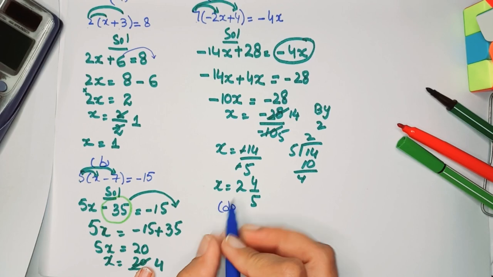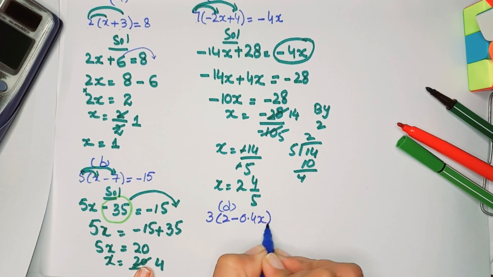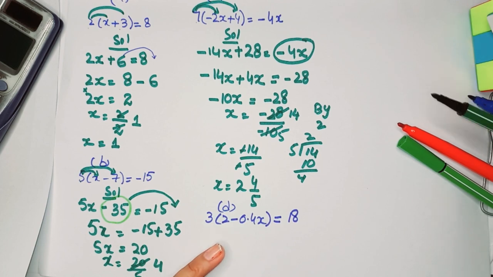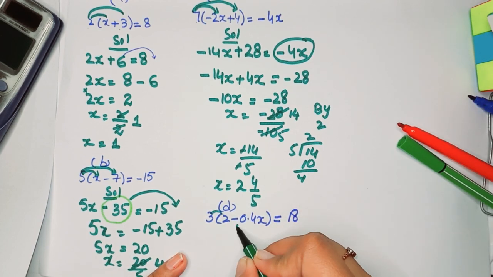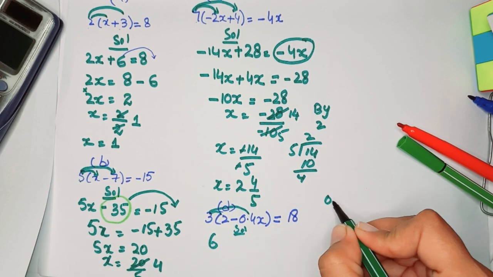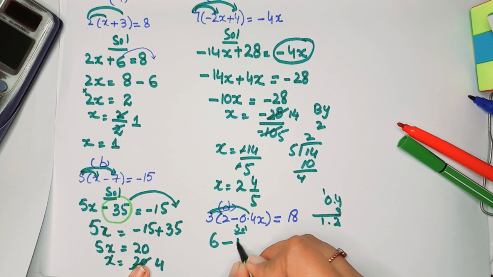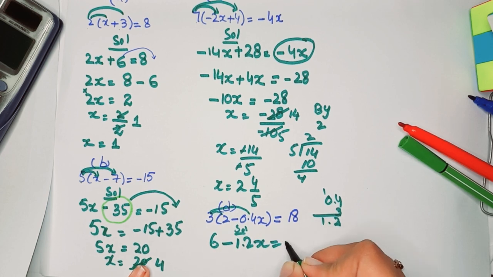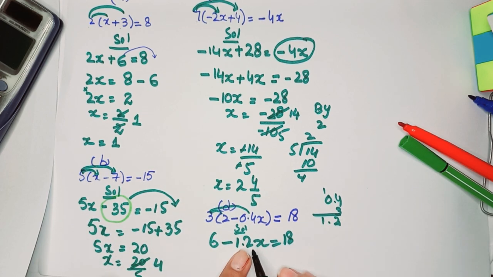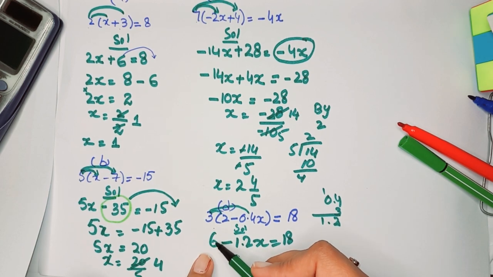Next, D part hai. Aur D part mein humare paas hai 3(2 minus 0.4x) equal to 18. First, we will expand the bracket. 3 into 2, it will give you 6. Then 3 into 0.4, you have to multiply 3 times 4, 12, so 1.2. Minus 1.2x equal to 18. We have to find x. So this 6 needs to be shifted. So I will shift it towards right hand side.